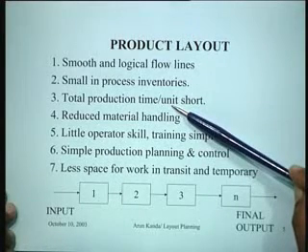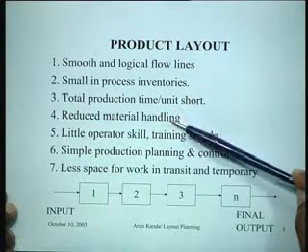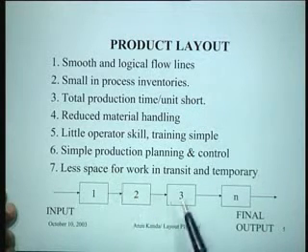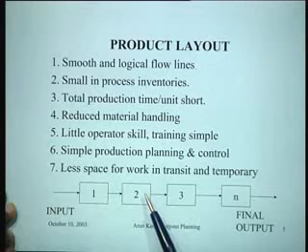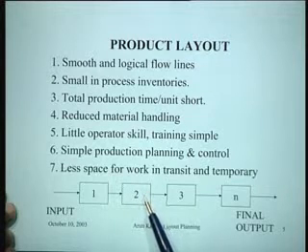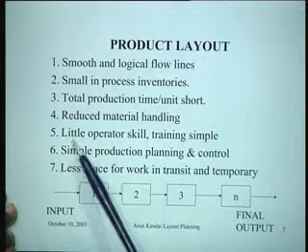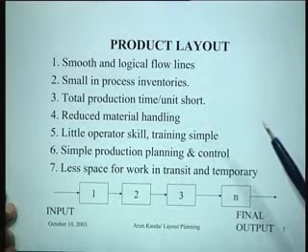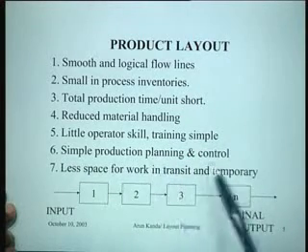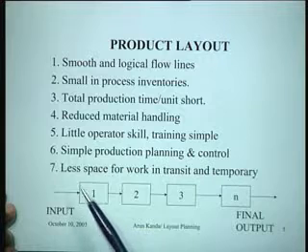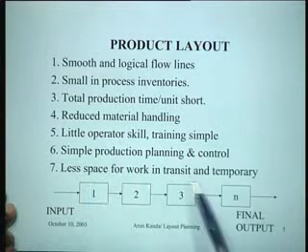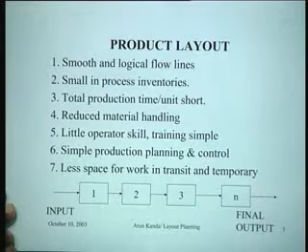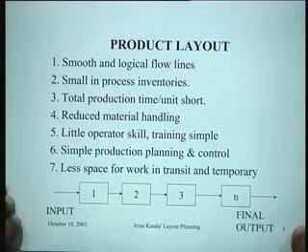Total production time per unit is short. There is reduced material handling because the parts directly move from one workstation to the other, so they don't have to be transported in trolleys and trucks to other departments. There is little operator skill required and the training is therefore simple. Simple production planning and control, and there is less space for work in transit and temporary storage. So these are some of the features of a product layout.